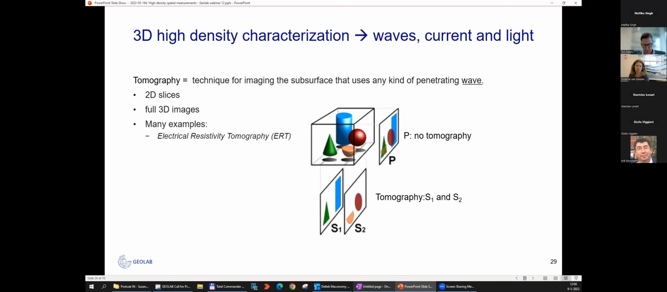There are many examples where that word tomography is used. Like electrical resistivity tomography, ERT, I will show you this, ground penetrating radar, seismic tomography, X-ray, and there are many more.